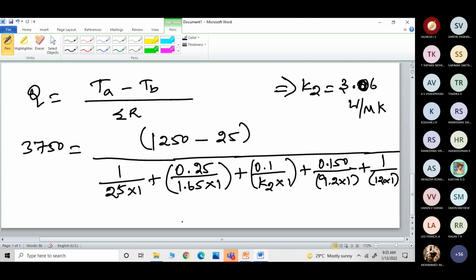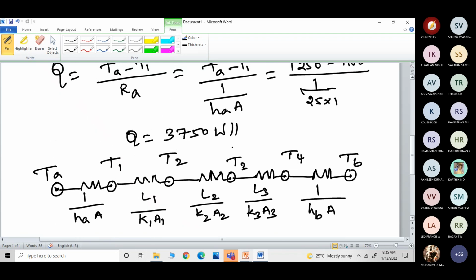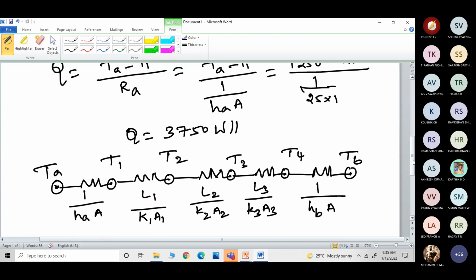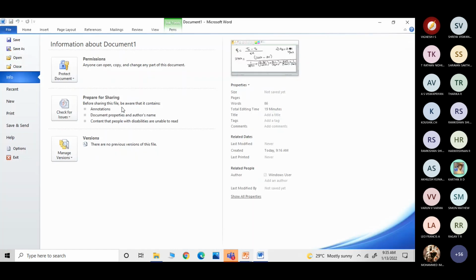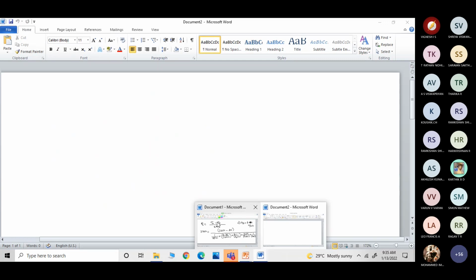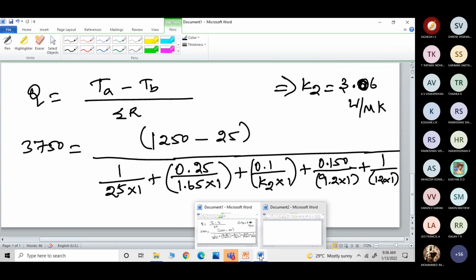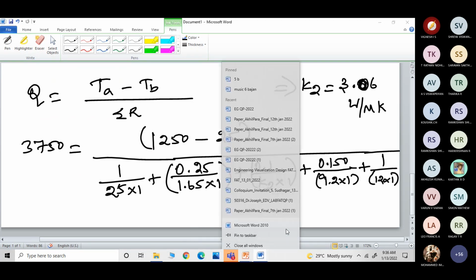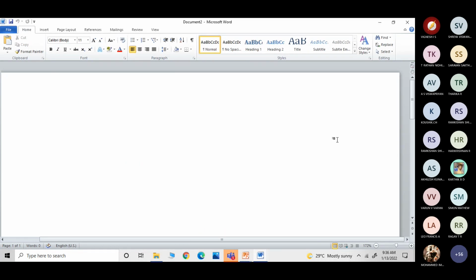And now after getting it, we know K2. Now you are expected to find out T2, T3 and T4 by using the other values, the individual resistances. So how to get T2, T3 and T4, just like the previous class: we have to substitute and take the individual resistances.